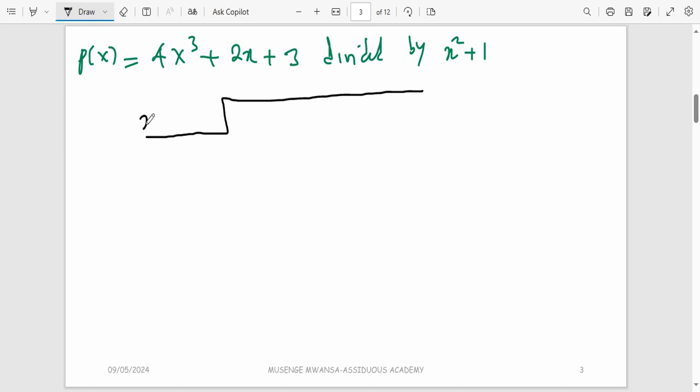So write x squared plus 1. Okay, like that. Now remember what I said. We said that write it in a decreasing order.